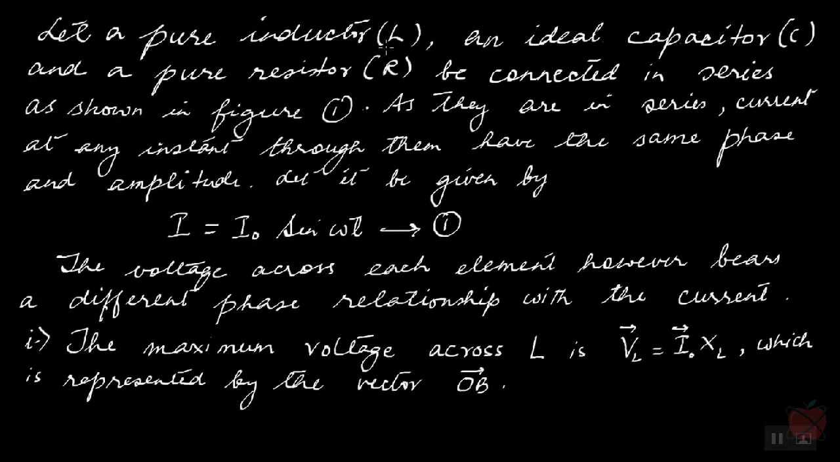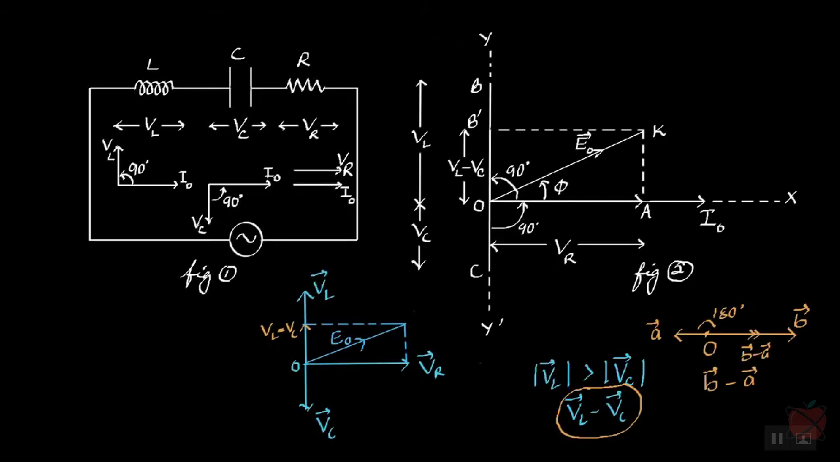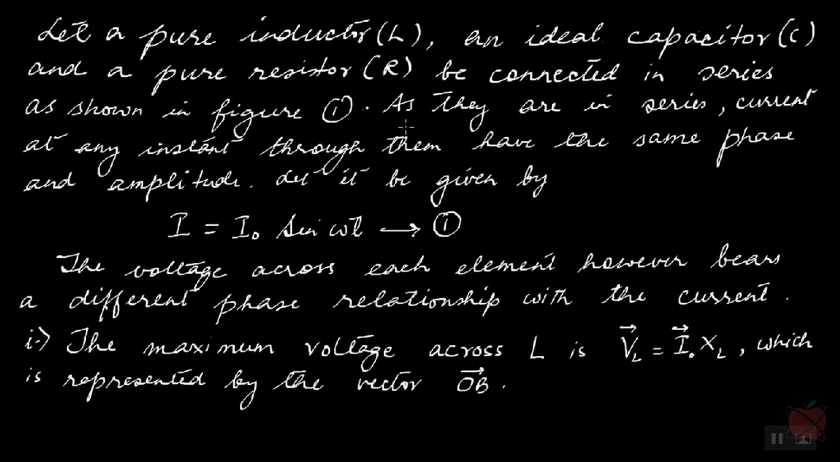Let a pure inductor L, an ideal capacitor C, and a pure resistor R be connected in series as shown in figure 1. Where is figure 1? This one. All right. As they are in series, current at any instant through them have the same phase and amplitude. Let the current be given by this equation: I is equal to I naught sine omega t. That is equation 1.